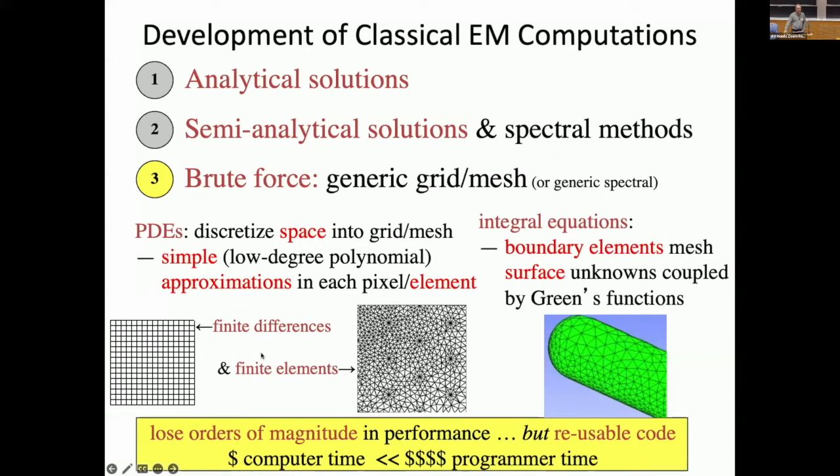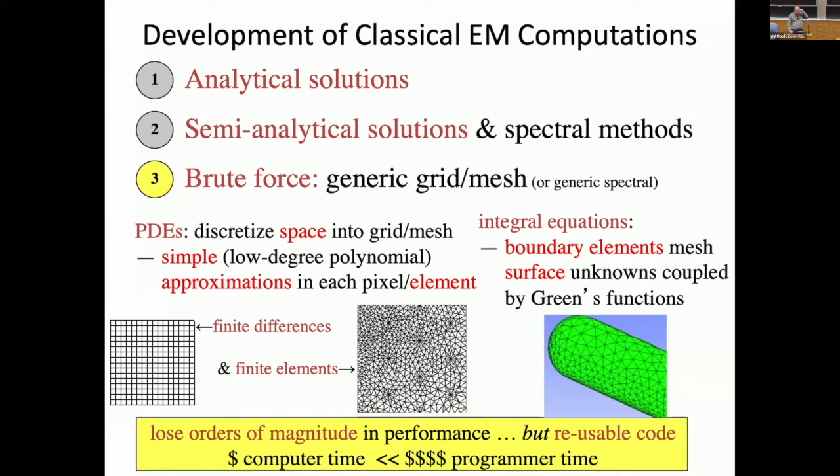And so when you do this, going from these semi-analytical solutions and spectral methods to these brute force methods, you lose orders of magnitude in performance. They're way, way slower for solving scattering off of a sphere than expanding in spherical harmonics. But you get one code that you can reuse in every geometry. And at some point, computer time becomes much cheaper than your time.